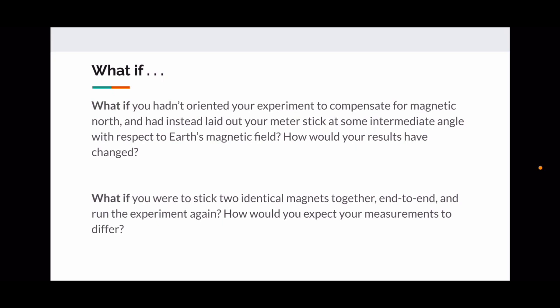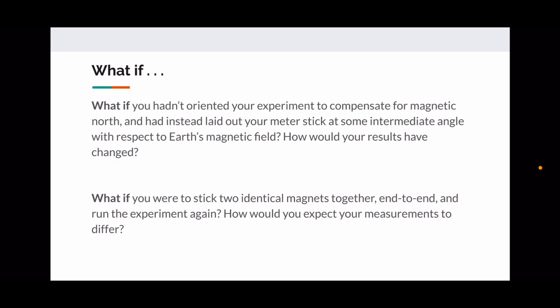So what if we hadn't oriented our experiment to compensate for magnetic north? Well, the Earth's contribution to the magnetic field would have skewed the values we got by just adding an additional magnetic field contribution from the Earth. So one way we could have compensated for this would be by subtracting the x component of the magnetic field from the Earth we found, kind of like what we did finding the off-axis magnetic field.